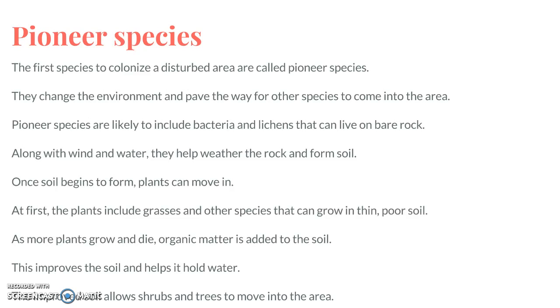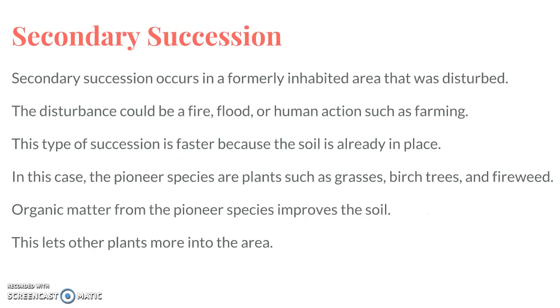Pioneer species. Pioneer species is just the first species to colonize a disturbed area. And these species are going to pave the way for the development of a new environment within that area. So first, it may be bacteria, and then eventually small grasses and plant life will grow. Organic matter will be there, and then eventually animals will later move into the area.